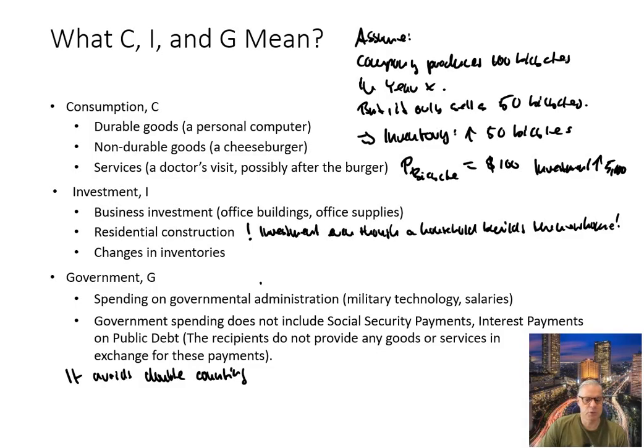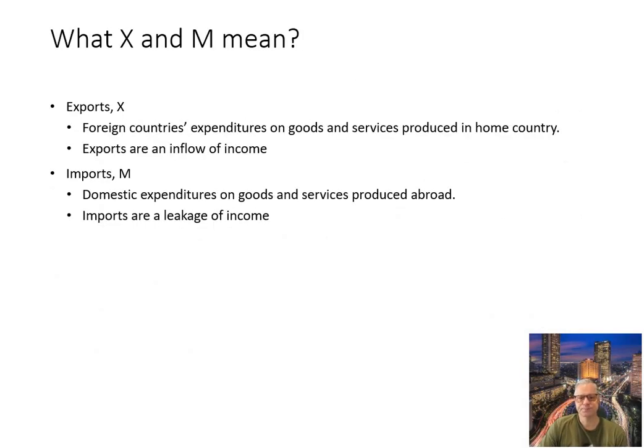Okay, so now let's move to exports and imports. That's pretty straightforward. A foreign country's expenditures on goods and services produced in our home country, that is exports, and of course exports are an inflow of income. And imports, those are obviously things that are being produced in other countries, and an import is a leakage of income. And again, technically an import does not affect GDP, because GDP is the total market value of all final goods and services produced in our country over a year.